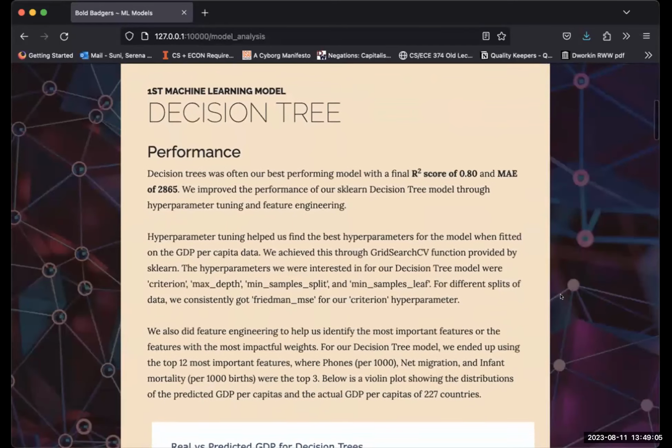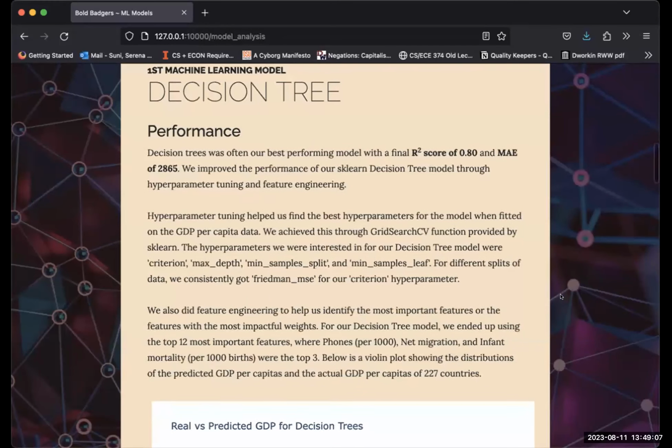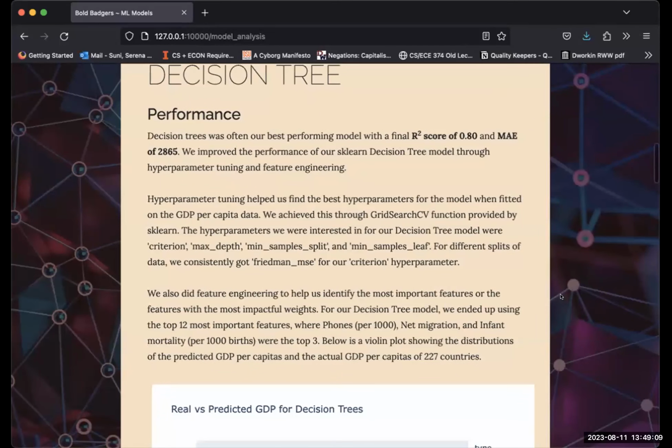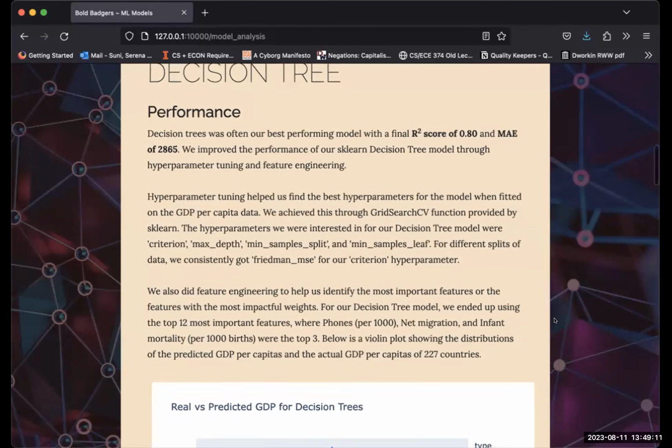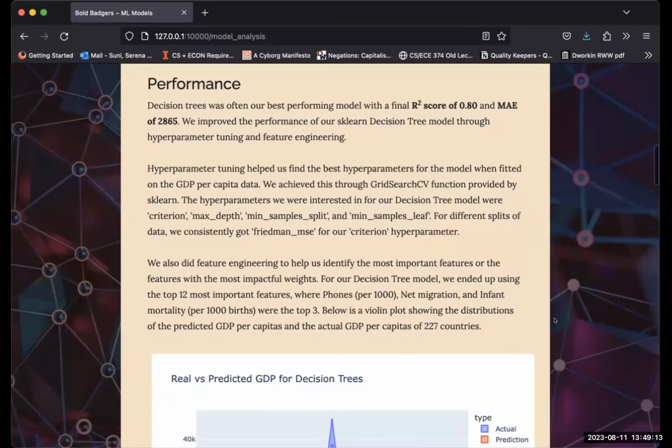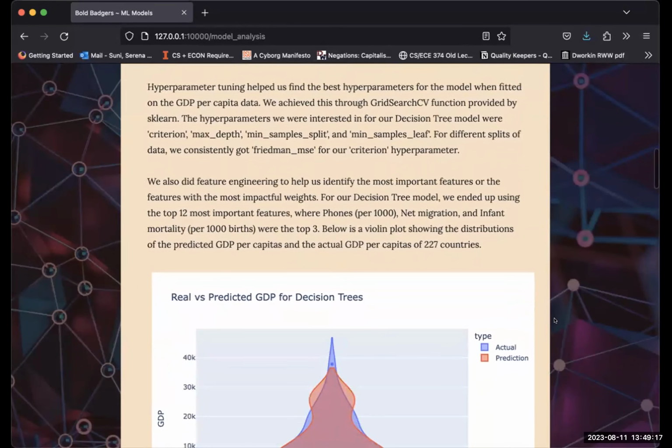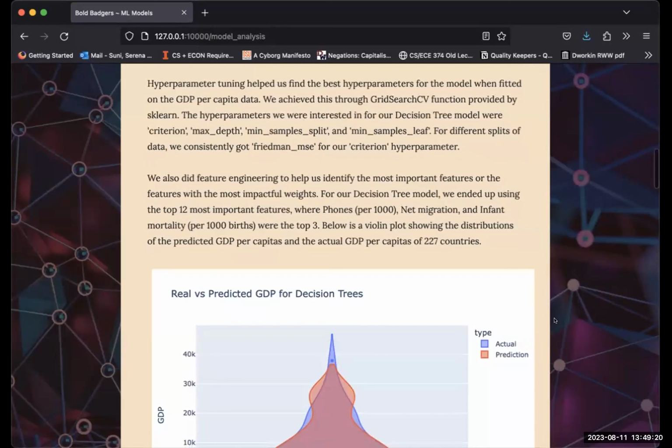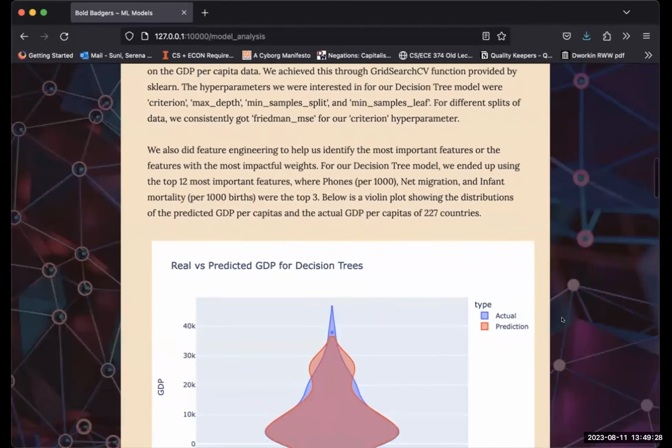Now, our best performing model was the decision tree with a final R-squared value of 0.8 and MAE of 2,865. We mainly improved this through hyperparameter tuning and feature engineering. Now, we used sklearn's grid search function, and we found that one of the most consistent parameters that we should use for criterion was Friedman MSE.